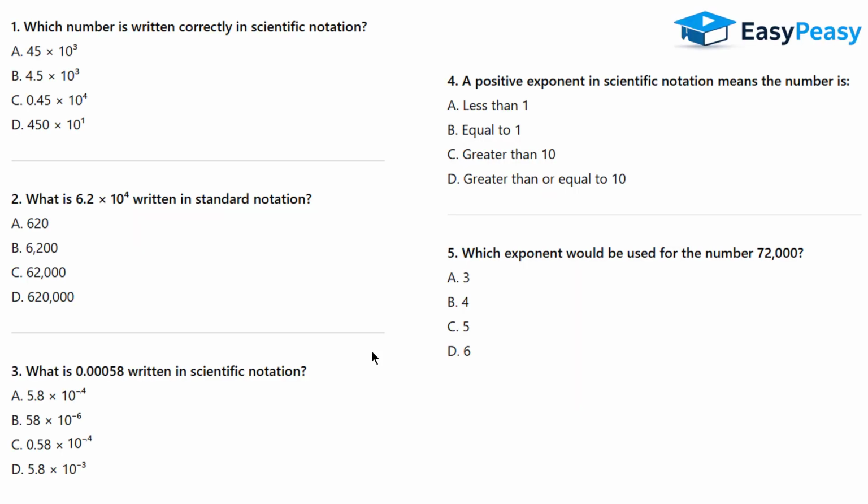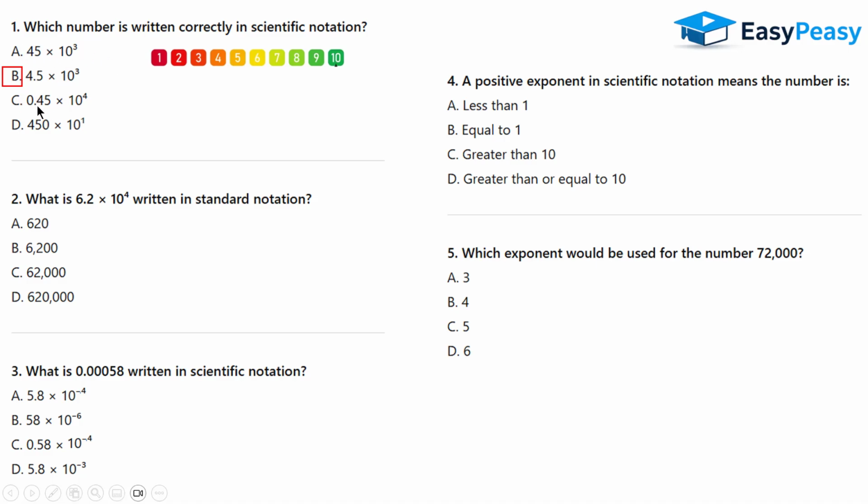Okay, let's start. Question number 1. Which number is written correctly in scientific notation? The answer is B. Why not A or C? Because the value in scientific notation should land between 1 and 10. If we look at the value A, that's 45. 45 is above 10, not landing in between, so this is not scientific notation.